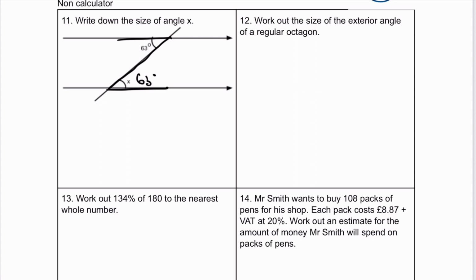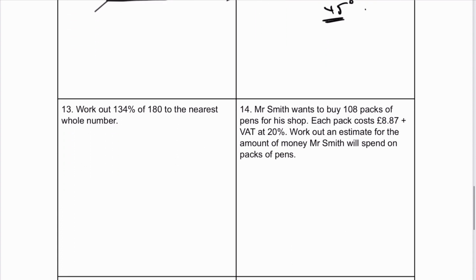And it's actually an octagon, I beg your pardon, so it's got 8 sides. So all we need to do is divide 8 into 360 and we should get 45. So that would actually be 45 degrees as the answer to that question. Okay, next one is going to be question number 13.